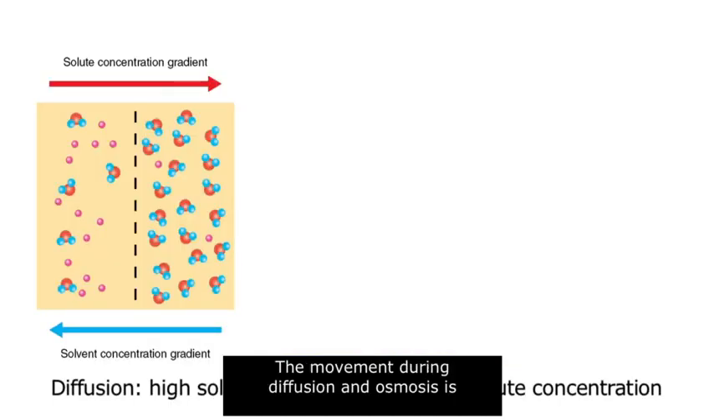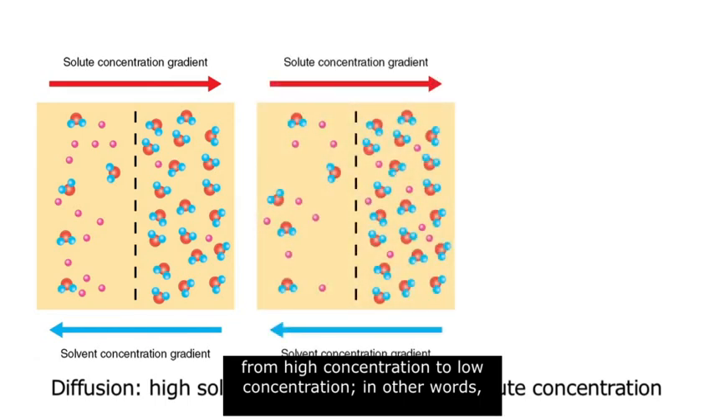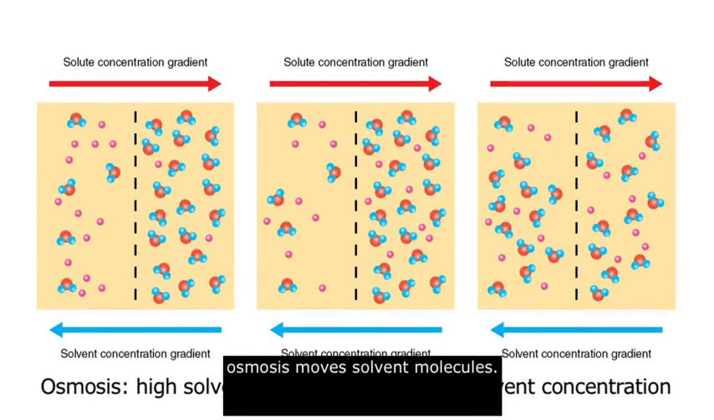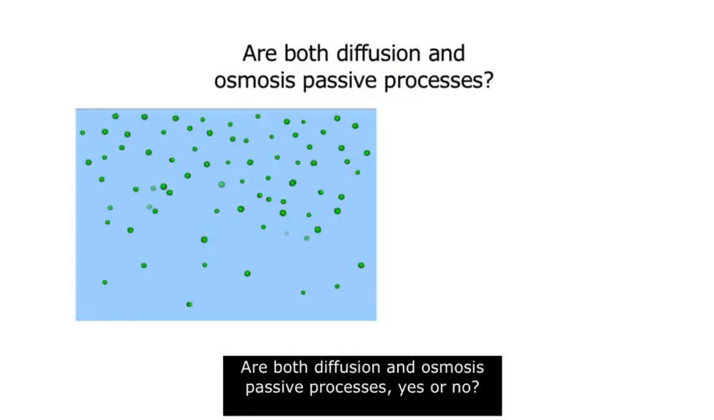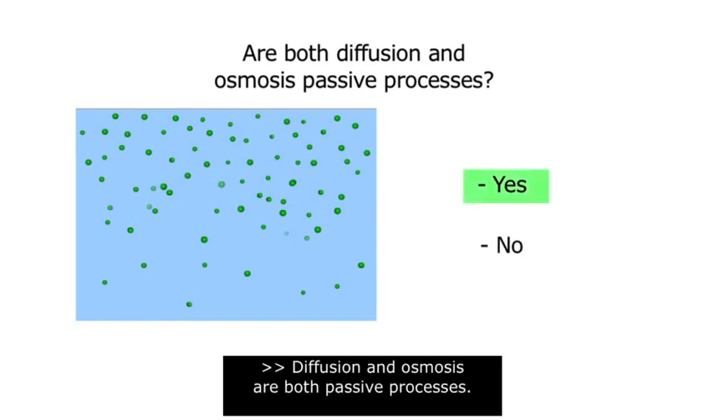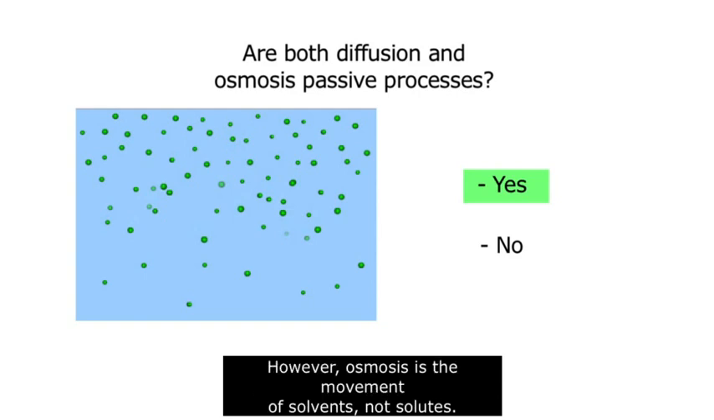The movement during diffusion and osmosis is from high concentration to low concentration. In other words, down or along the concentration gradient. While diffusion moves solute molecules, osmosis moves solvent molecules. Let's check your understanding. Are both diffusion and osmosis passive processes? Yes or no? Diffusion and osmosis are both passive processes. However, osmosis is the movement of solvents, not solutes.